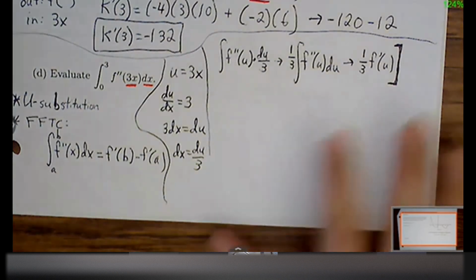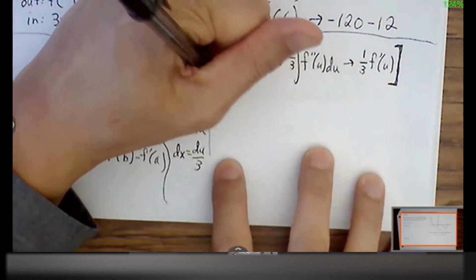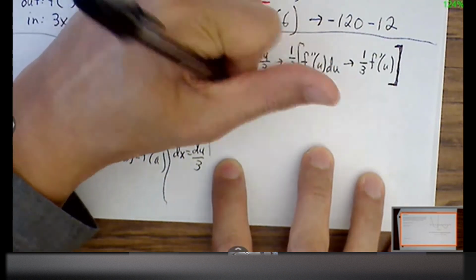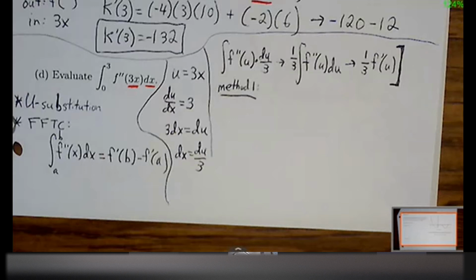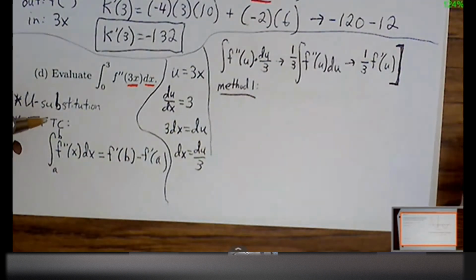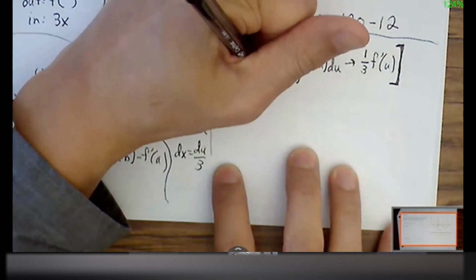So I'll go through method 1 first. You can write both of these methods down for now, but on the quiz, you just choose one and just pick whichever one you want to do. So method 1 is converting everything in terms of u. So convert the bounds.